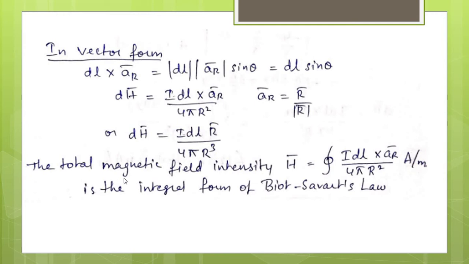Now to find the total magnetic field intensity, we need to integrate this term. So integral of dH is equal to H. This is equal to closed integral of I dl cross ar by 4 pi r square, and the units of the magnetic field intensity is amperes per meter. So this is the integral form of Biot-Savart law.